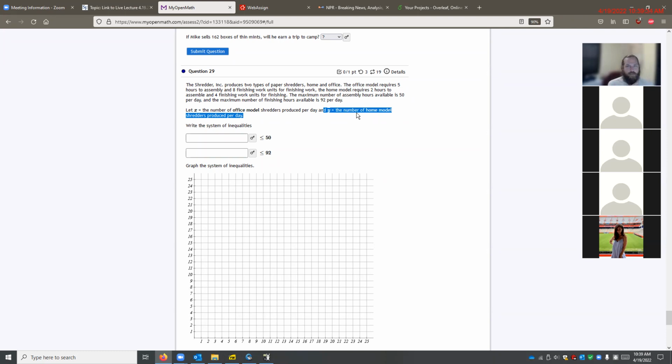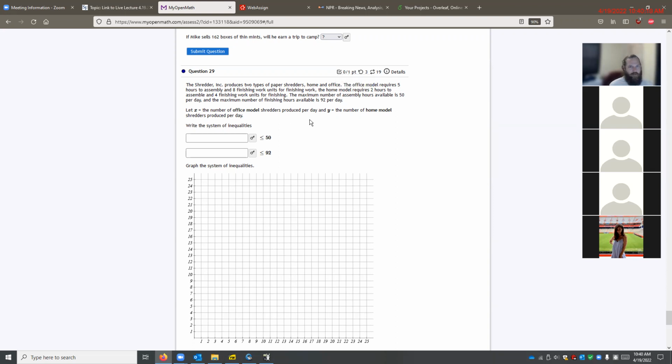All right. They tell us that the maximum number of hours available to build shredders is 50 per day. I guess these are man hours. There aren't 50 hours in a day. But max assembly hours is 50. And the max finishing hours is 92.